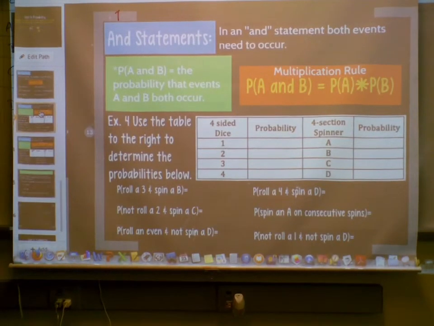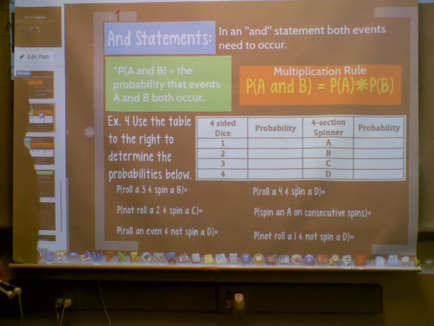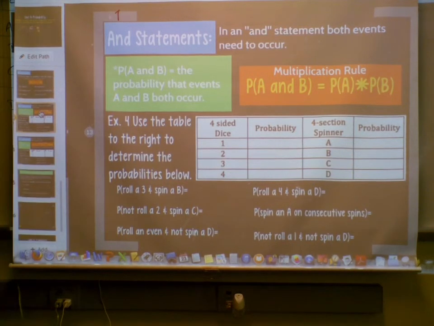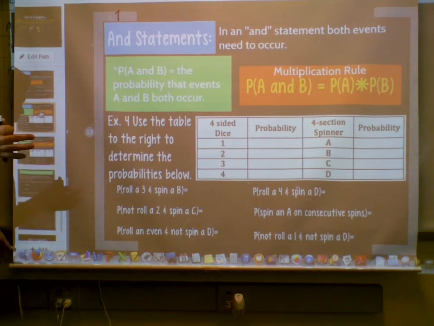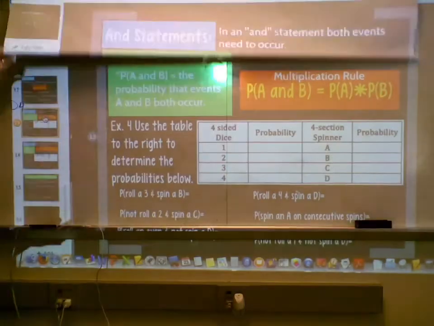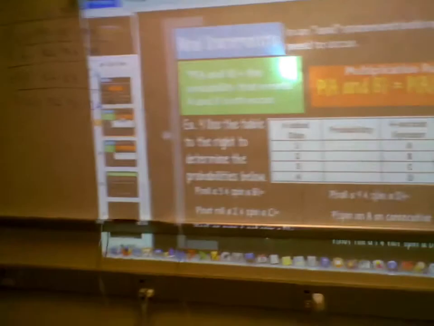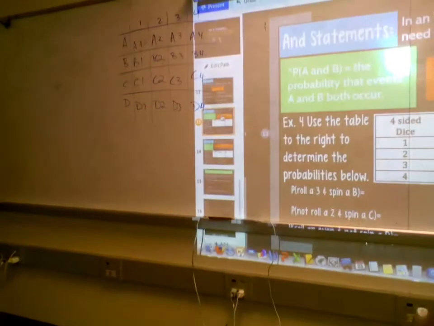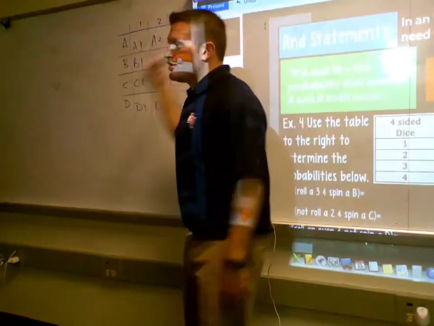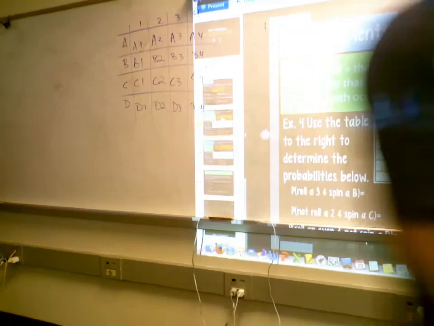Any questions about and statements? Okay. Now, in the past when we did and statements, we looked at a sample space, right? When we were talking about the four-section spinner and the four-sided die, we had to make a table of all the outcomes. Remember that? Look like the one I have over there in blue. That table we could use to find the and statements, right?